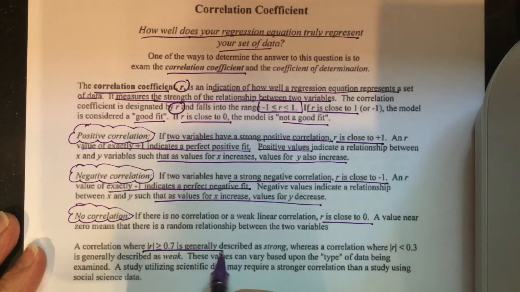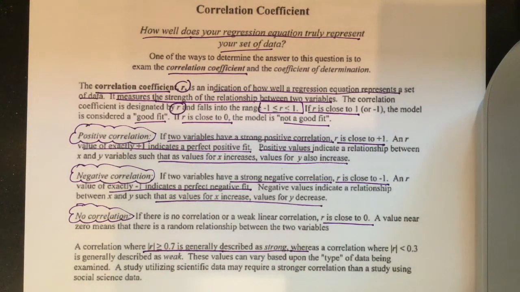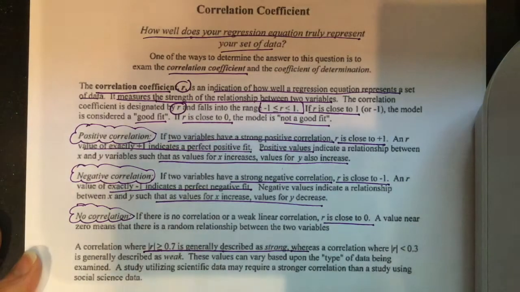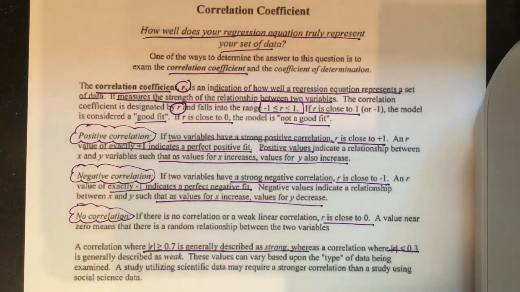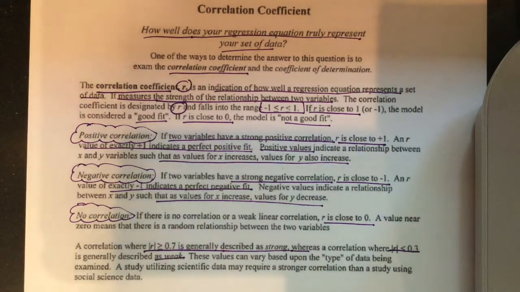If the absolute value of r is greater than 0.7, then we generally consider this to be a strong relationship. If the absolute value of our r value is less than 0.3, in general, we consider this a weak relationship.